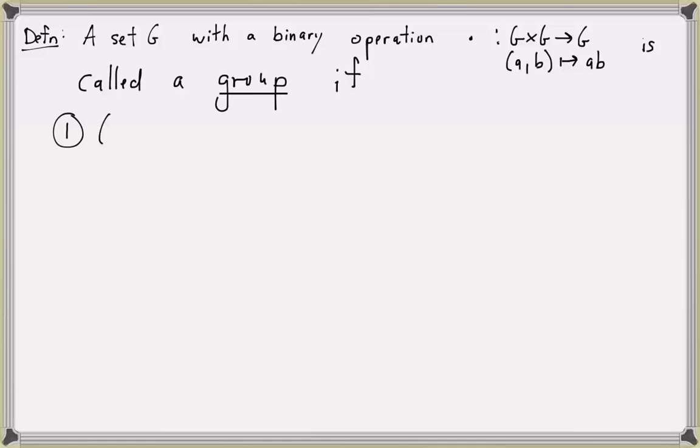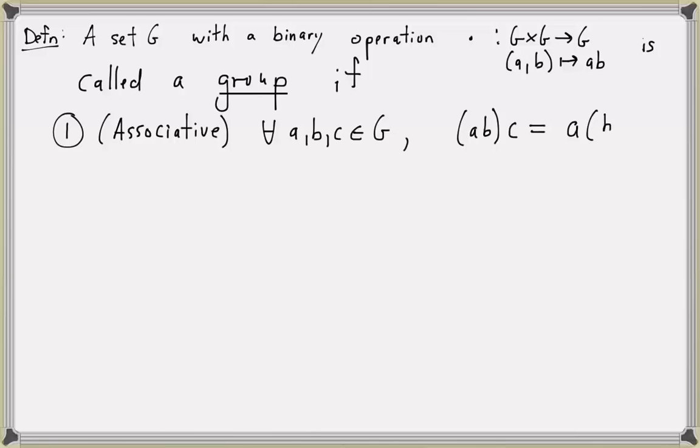First, we have the associative property. That is, for any elements A, B, and C of the set G, the product of AB with C equals the product of A and the product BC. So we have the associativity of our elements.